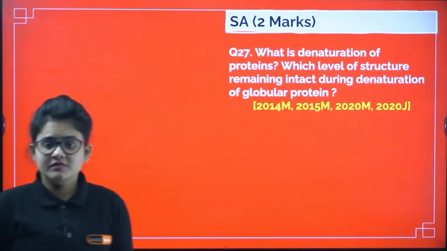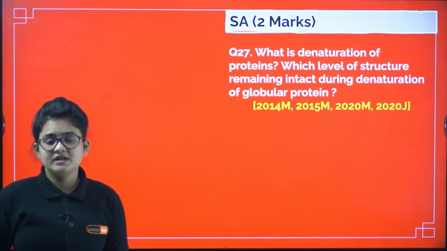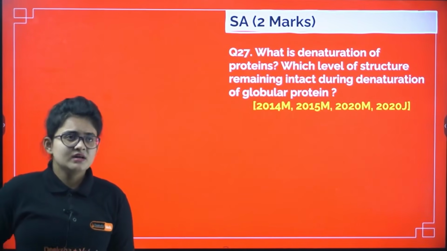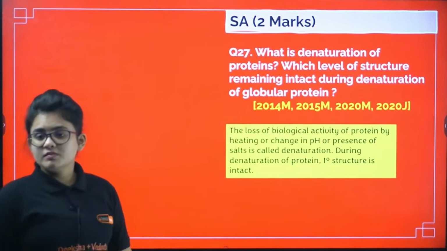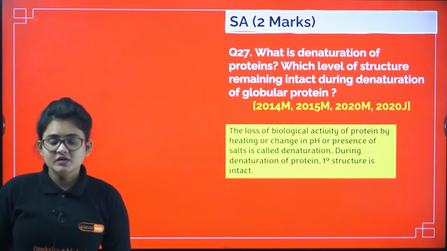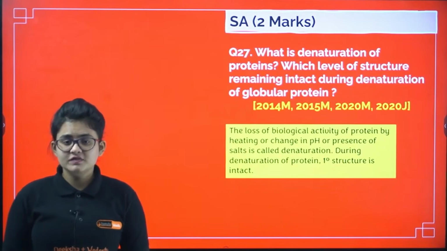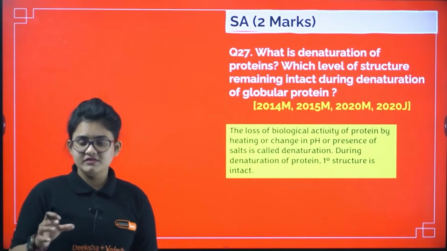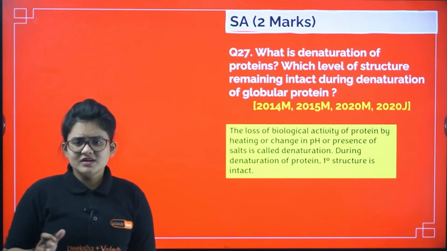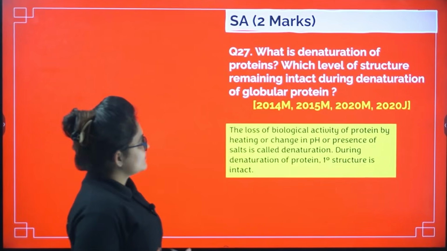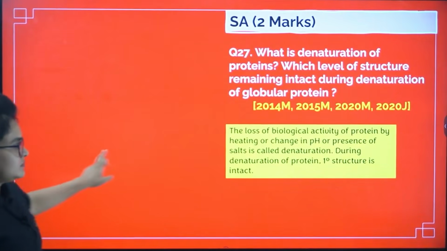Next, denaturation of protein means that because of chemical changes like pH, temperature, or physical changes also, the protein breaks down. The hydrogen bonds of the protein get disturbed. Because of this disturbance, the protein gets denatured. The physical or biological activity of the protein gets disturbed. That is called denaturation of protein. Next, which level of structure remains intact during denaturation? That is the primary structure.